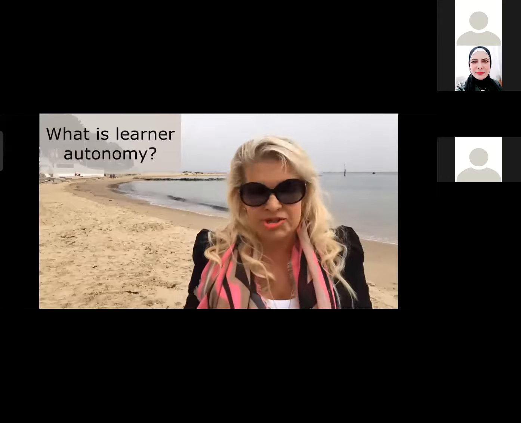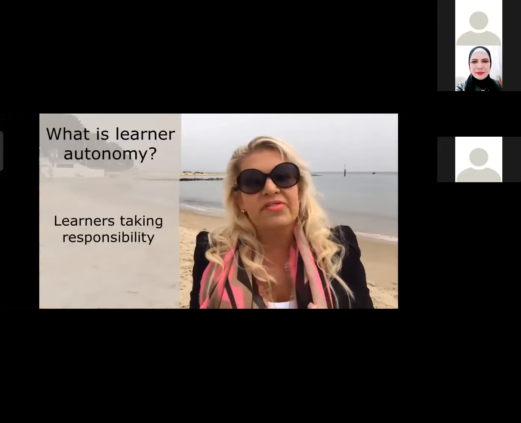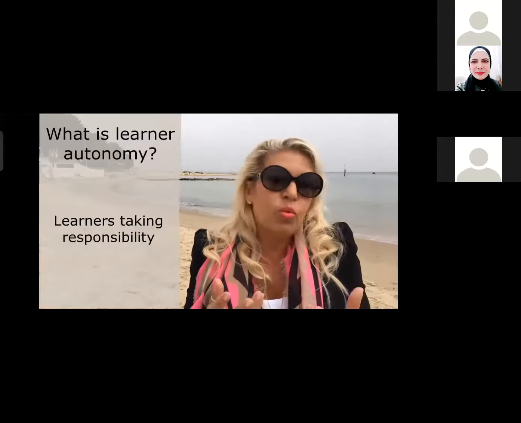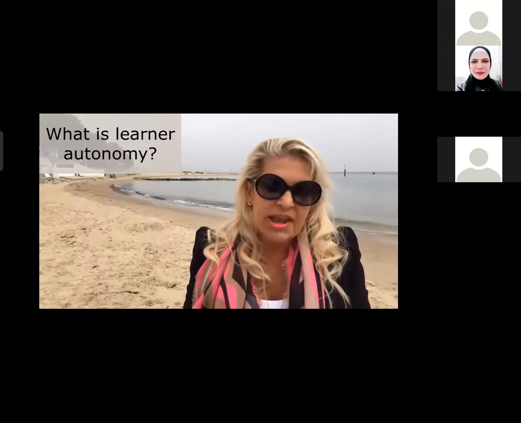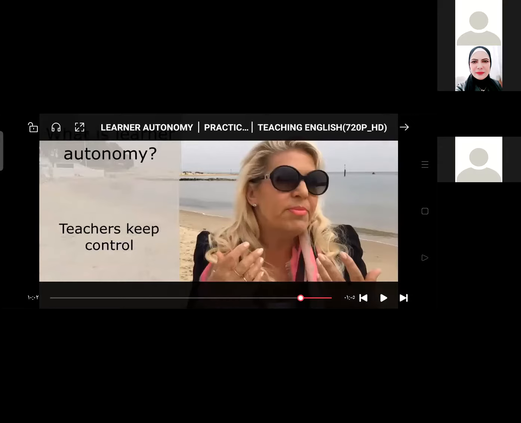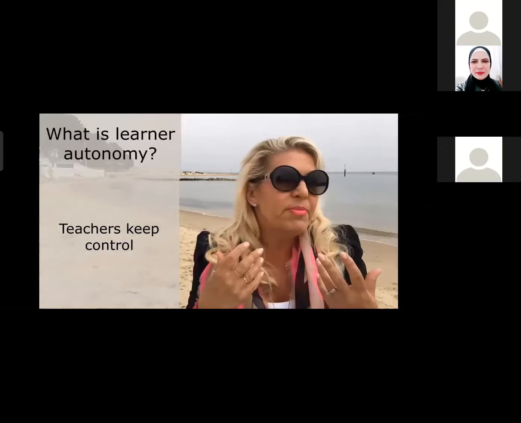So, what is learner autonomy? It's about learners taking responsibility for their own learning, both what they learn and how they learn it. Who takes the responsibility? The learner. So when we say learner autonomy, we mean the learner takes the responsibility of his learning. He learns depending on himself more than depending on the teacher. Okay. What about the teacher?